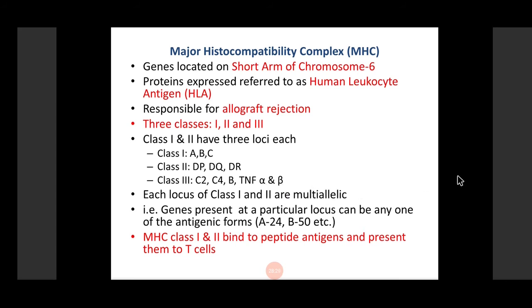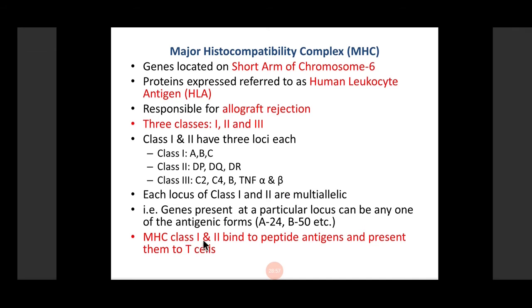Now, to further complicate matters, each locus has multiple alleles. They are alternate forms of the genes. So in class 1, the A, B and C loci: A has multiple alleles, B has multiple alleles, C has multiple alleles. Similarly in class 2, DP, DQ and DR each have multiple alleles. These are the multiple forms of the antigen. A has about 24 alleles, B has about 50 alleles, and so on and so forth.